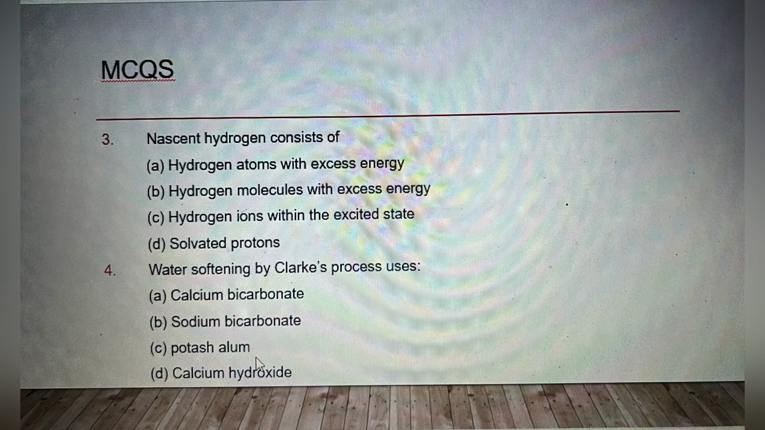Now the question 3 is, nascent hydrogen consists of: number 1, hydrogen atoms with excess energy; hydrogen molecules with excess energy; hydrogen ions within the excited state; and solvated protons.